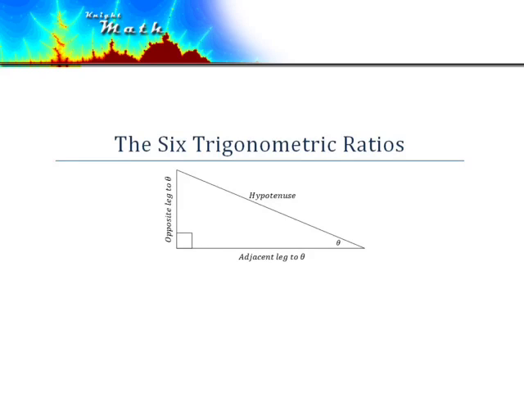In this video, we're going to take a look at the six trigonometric ratios which come from right triangles and the relationships between the sides in a right triangle. And so let's see how we can find these six trigonometric ratios.